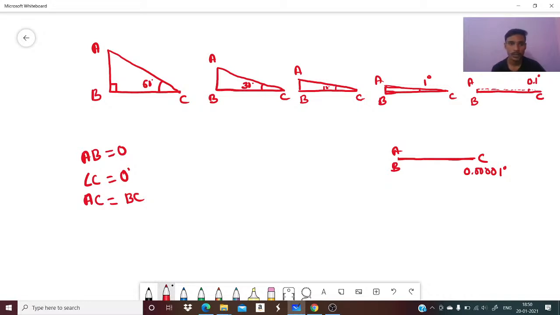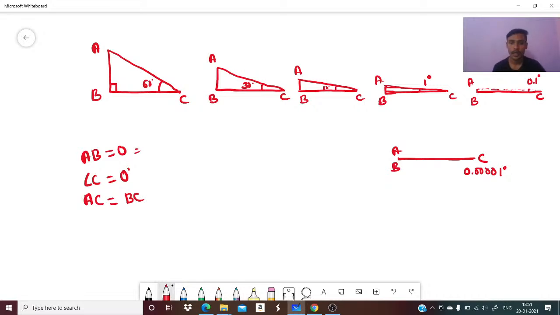So what I'm doing is, first of all, reducing the length of AB, and I'm also reducing this angle. Therefore in this triangle, my angle C is very negligible. Then my AC is approximately equal to BC now, and this AB length is approximately equal to 0.